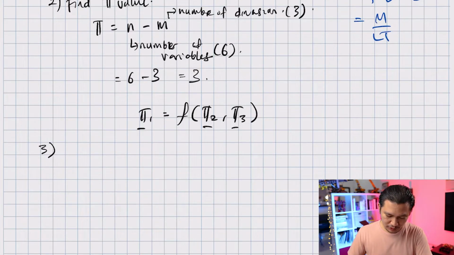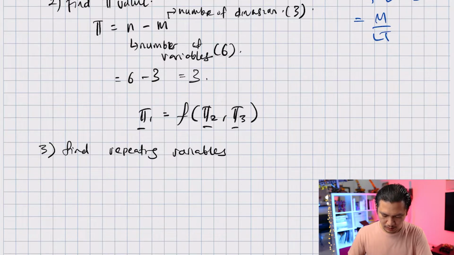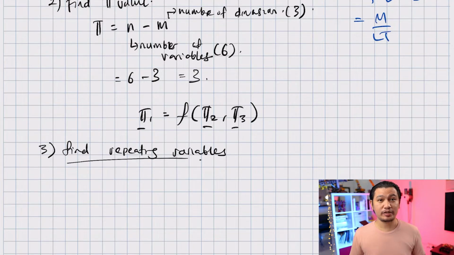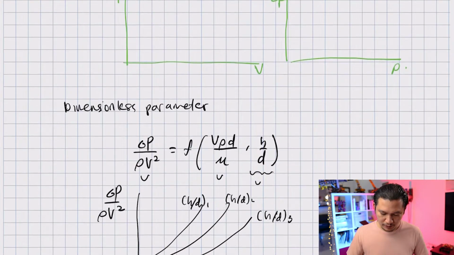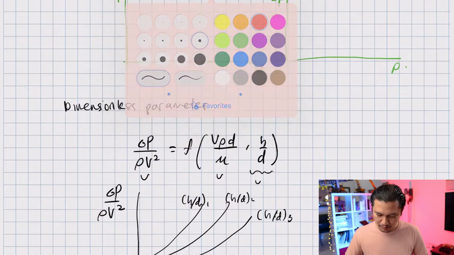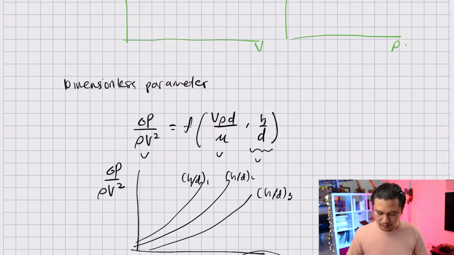And for step number 3, you need to find the repeating variables. Repeating variables, as the name suggests, are the variables that repeat for each dimensionless parameter. For example, let's take a look at our earlier example. For example, this one. Let me mark the repeating variables. If you notice here, density is a repeating variable because it exists in a few places. And what else? I think velocity is also a repeating variable. And diameter is also a repeating variable because it exists in multiple places.